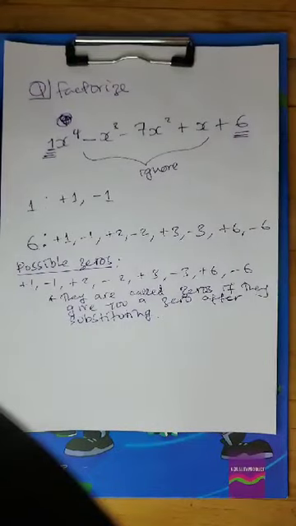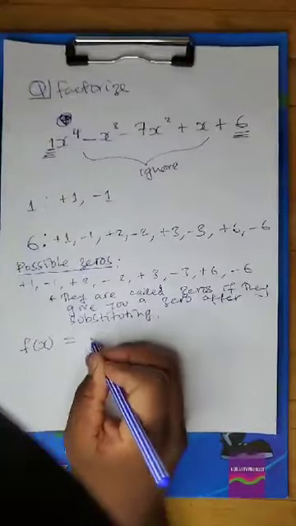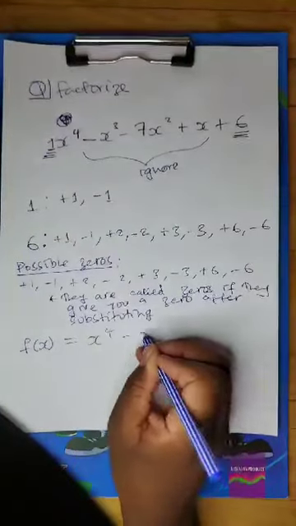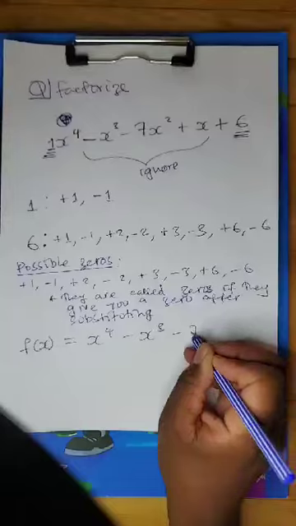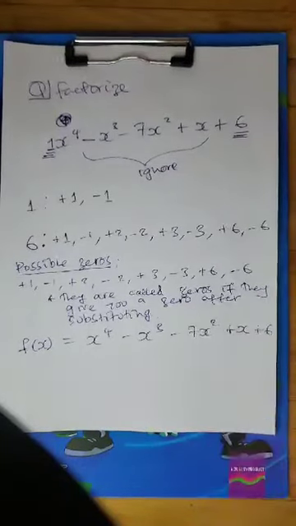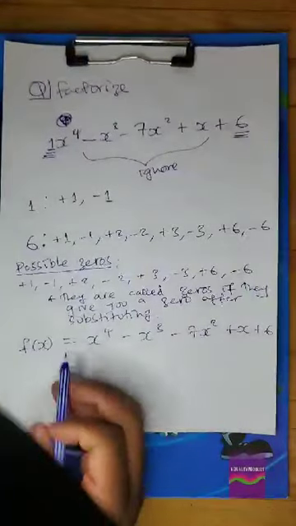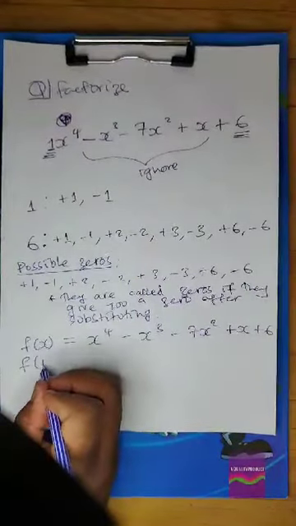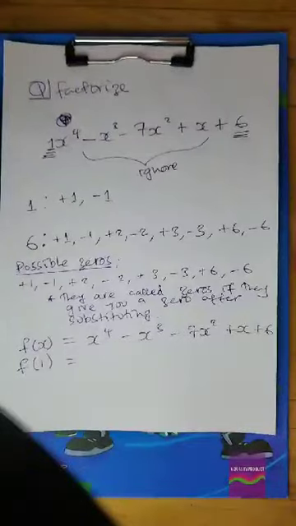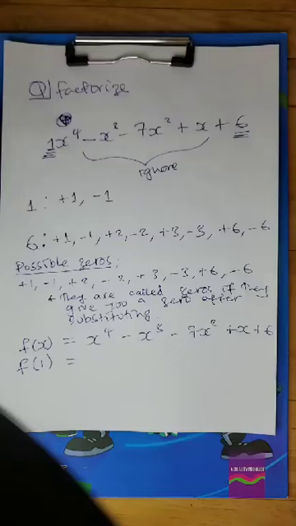So let's try substituting. We'll call this function f of x. So f of x is going to be x to the power 4 minus x cubed minus 7x squared plus x plus 6. So we start substituting these. Let's try f of 1. When you try f of 1, what does it give you? Wherever there's an x, you put 1. What does it give you?